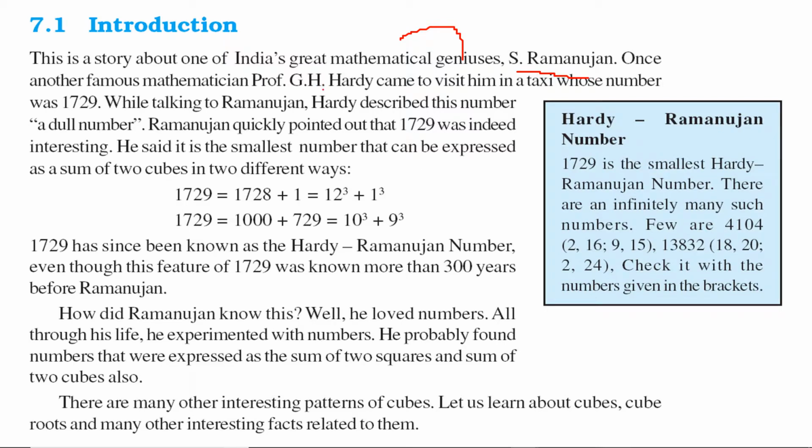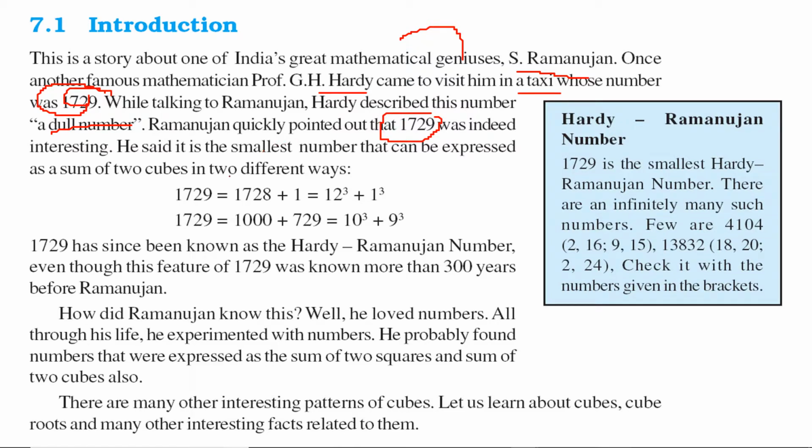Professor G.S. Hardy, who is also one of the famous mathematicians, came to visit him, and the taxi whose number was 1729. While driving and having talked with Ramanujan, Hardy described this number as a dull number. Okay, this is a dull number. Ramanujan did something else. He quickly pointed out that 1729 is very interesting.